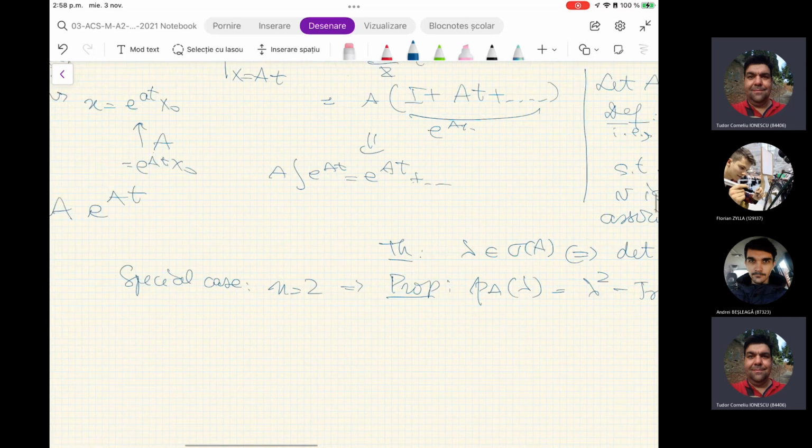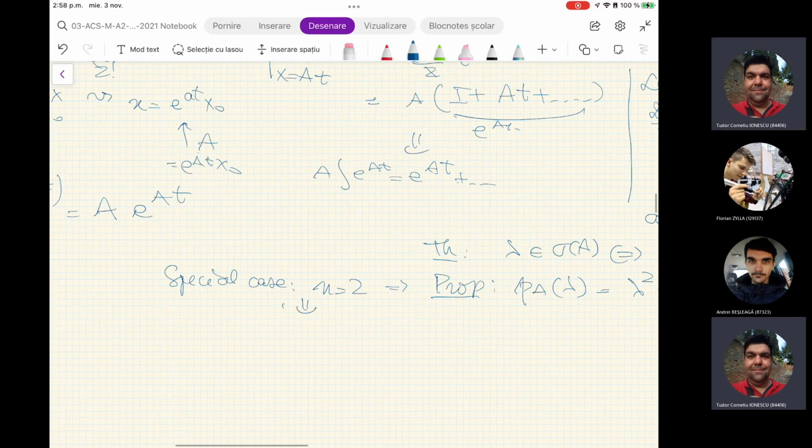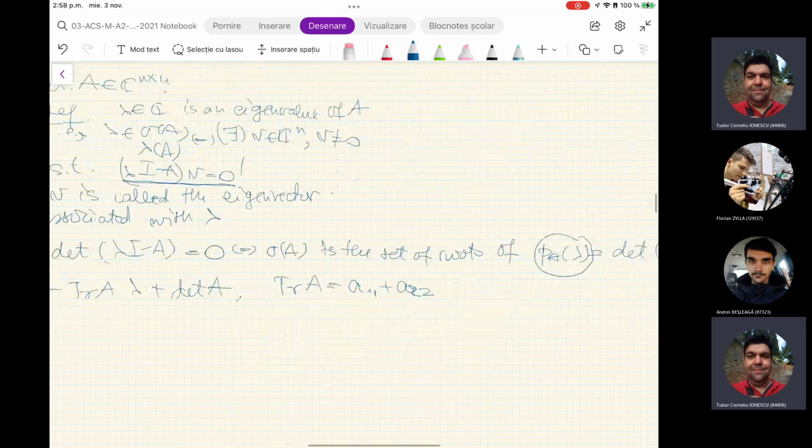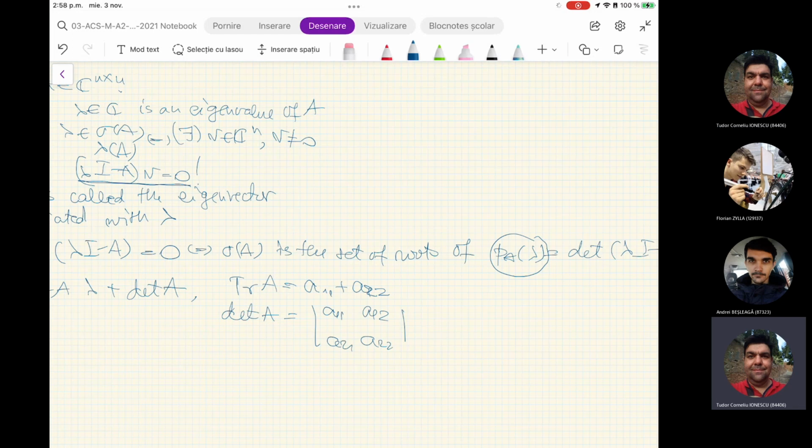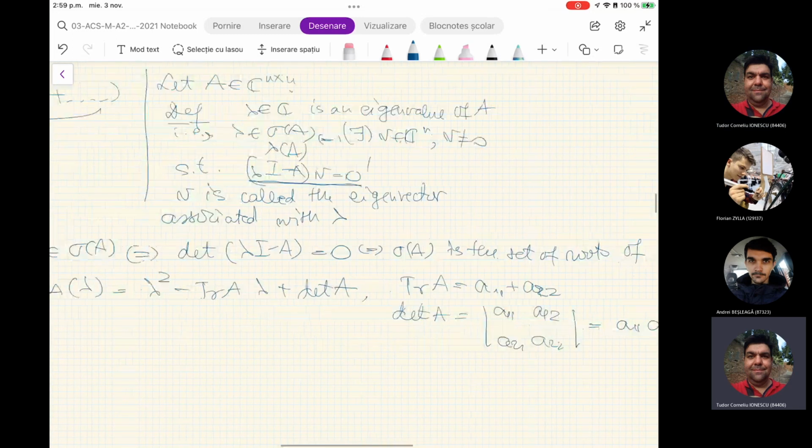So for n equal 2, we get A equal to the matrix A11, A12, A21, A22. In this case, this is the trace, and the determinant of A is A11 A22 minus A12 A21. Okay, we know that.